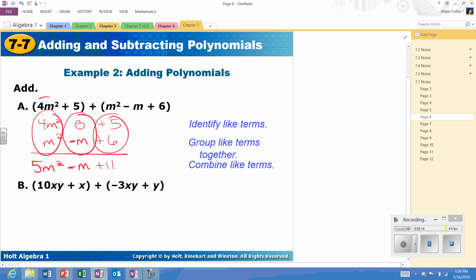Now you could have just looked and combined these and then combined these if you wanted. Whichever way you want to do it is fine. I'm going to do the next one horizontally. So I've got negative 3xy here and positive 10xy here. So 10 minus 3 is 7xy. And then I have an x and a y. I can't actually add those. They're not the same. So those just get written down.